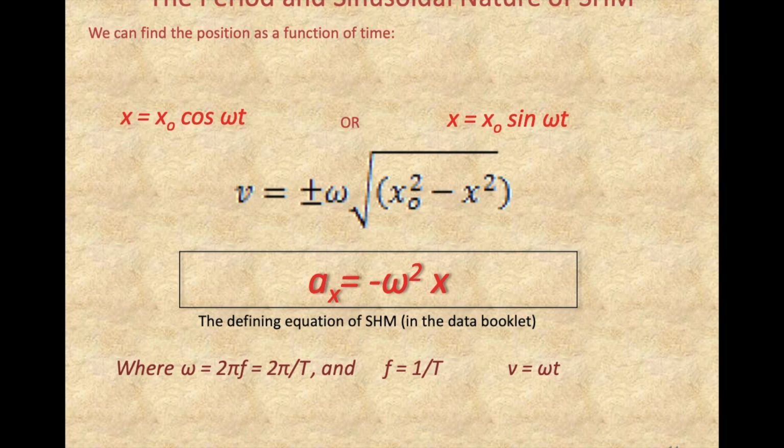Okay, the period and the sinusoidal nature of simple harmonic motion. In the core lesson, we already described that these are trigonometric functions. If you look at the data booklet, you're going to see two functions given for x. It's given both as x0 cosine omega t and x0 sine omega t. At first, this may look confusing. It's all about how and when you start timing the motion.